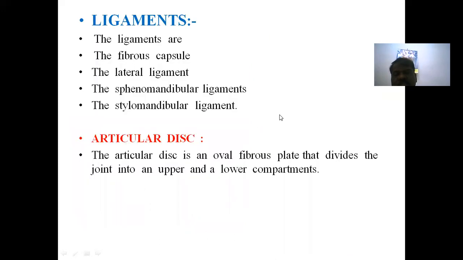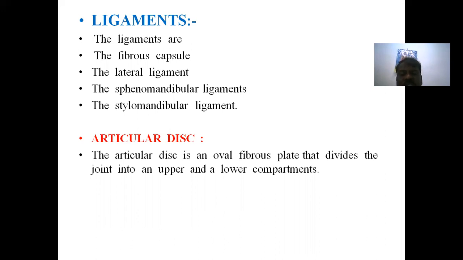Now the ligaments. One is the fibrous capsule, then the lateral ligament, sphenomandibular ligament and stylomandibular ligament. These give support and strength to the temporomandibular joint. The fibrous capsule is very thin and strong, covering the joint anteriorly and posteriorly. The lateral ligament covers the lateral side of the joint cavity.